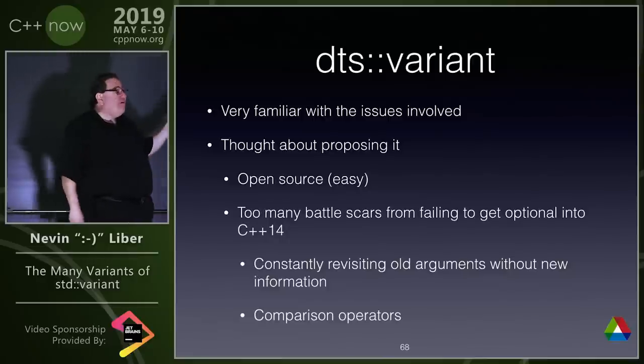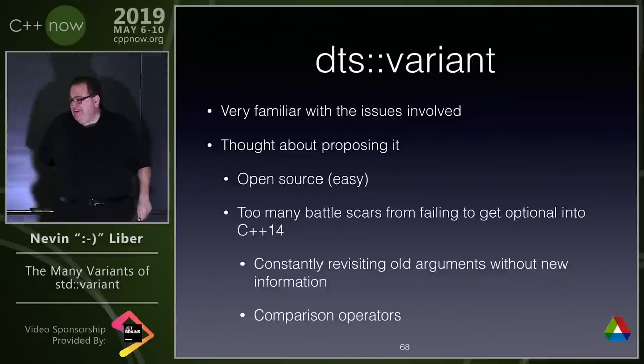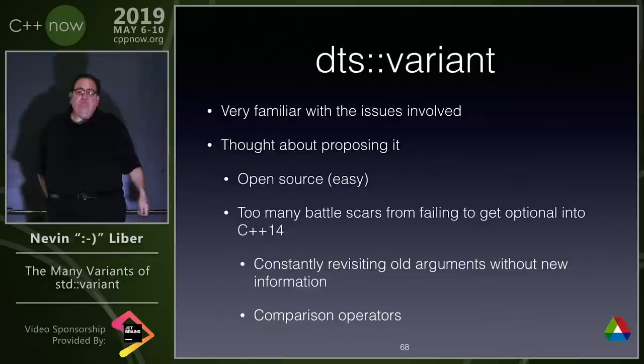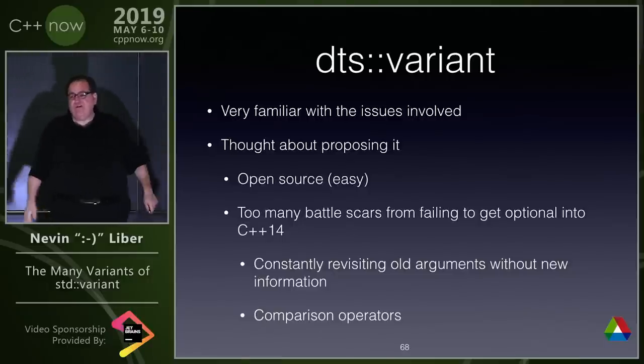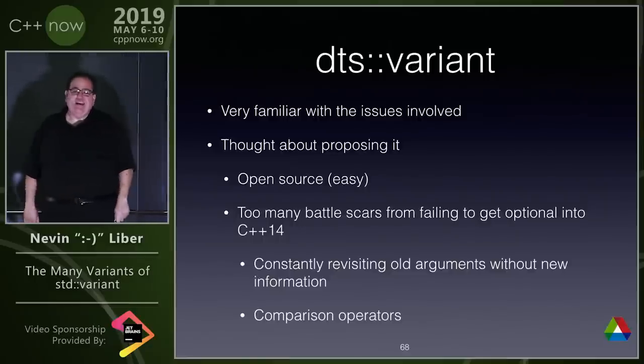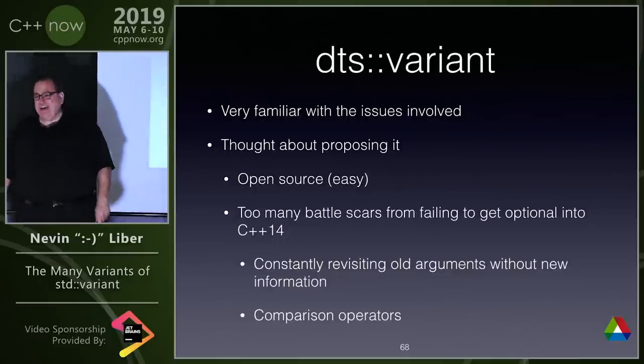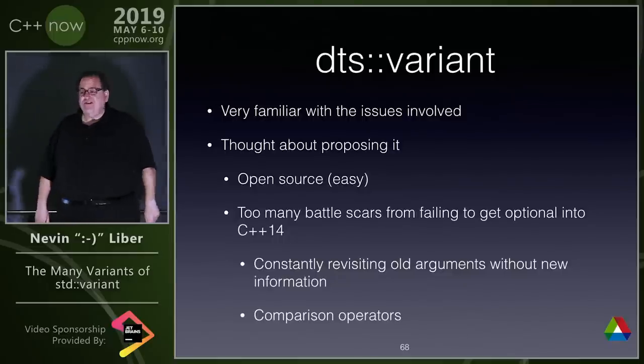We were very familiar with the issues involved, and I seriously thought about proposing it at that time. So we went to our management, they said, sure, you can open source it, this is not part of our secret sauce, no problem. But I'd also tried to get optional into C++14. It was painful and contentious, and it actually made it into the working draft, and we pulled it.